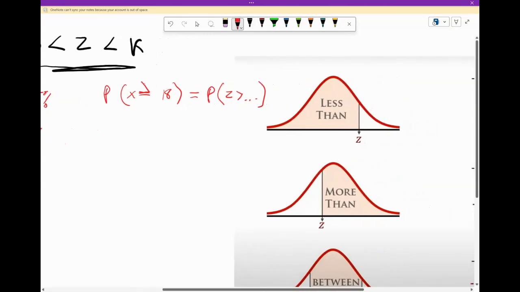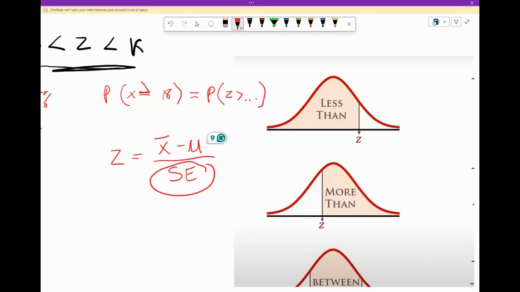Hey, shame, my kids who are online, they can't see. We can't apply this formula. Z is equal to x minus the mean, divided by SE. We can't just immediately figure this out because we don't have SE. So your starting point will always be to determine the standard error. That's what SE stands for.